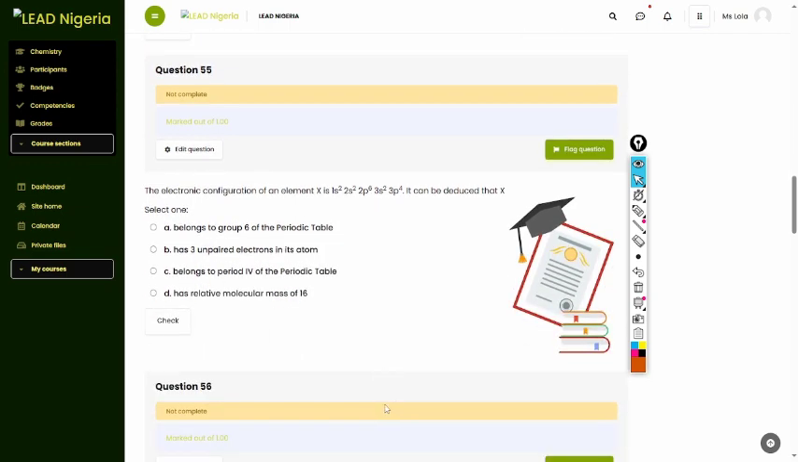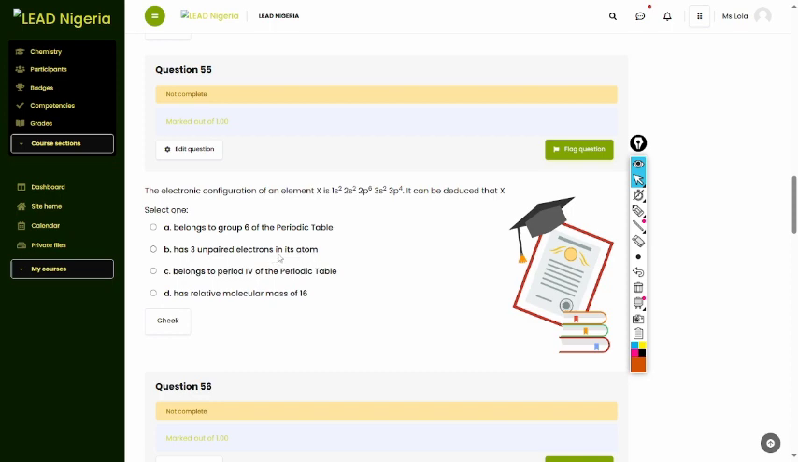The electronic configuration of an element X is this. It can be deduced that X, so let's see, belongs to group 6. Does it belong to group 6? The group is the total number of electrons it has in the outermost shell. The outermost shell here is shell 3. So shell 3 has a total number of 2 plus 4, 6. So it actually belongs to group 6 of the periodic table.